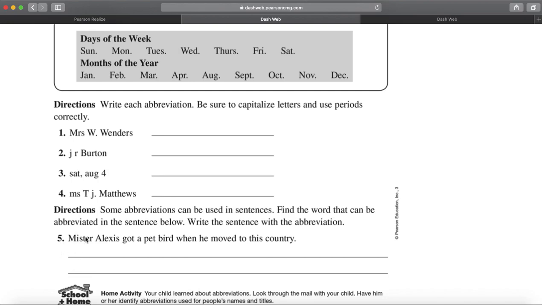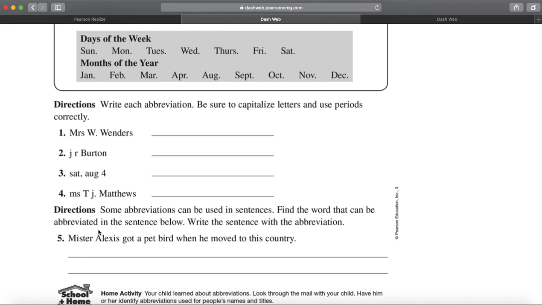Now, question number 5. Mr. Alexis got a pet bird when he moved to this country. Now we should find the abbreviations here. Mister, do we say it like this, or can we abbreviate it to the letters MR? MR stands for Mister. Instead of writing Mister Alexis, I can write MR period. Okay? So that's the only mistake here.